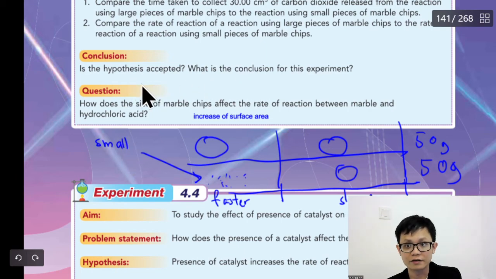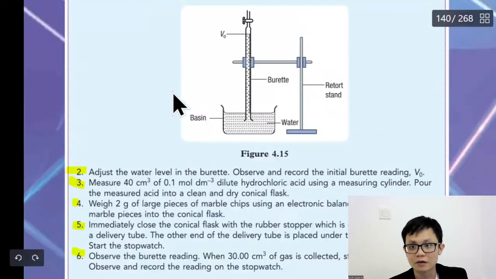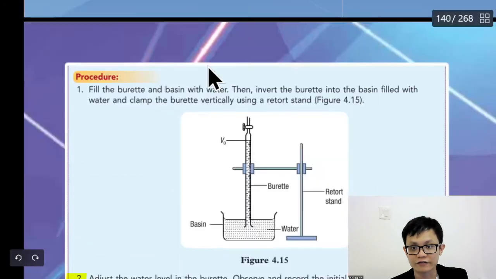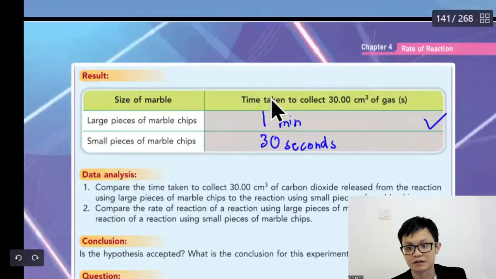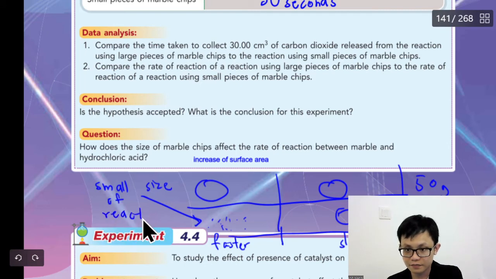Small, what is it called? Small, what is the hypothesis? Small what? Smaller size of reactant. Let's just put here small size of reactant. This one is big size.